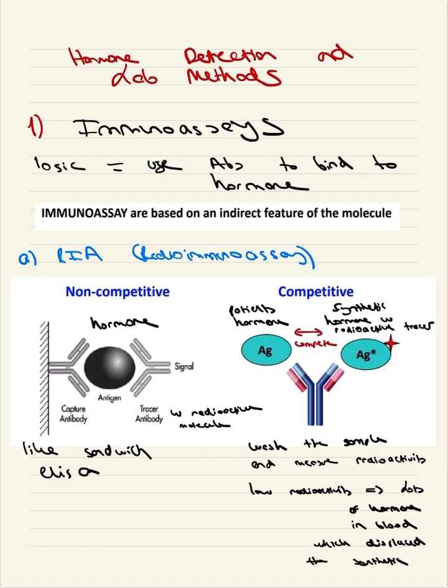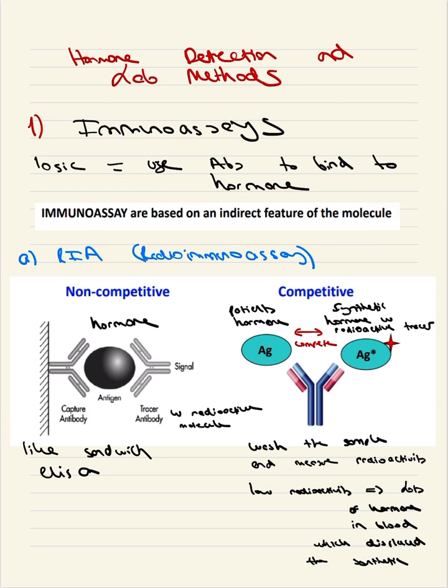So those are sexual functions. Now, how do we detect hormones? What are the lab methods? The first method is the immunoassay method, and the logic here is using antibodies to bind to a hormone. But it binds to an indirect feature of the molecule, okay? You are binding to the antigenicity, the antigen. So the feature here is antigenicity, an indirect feature of the molecule.